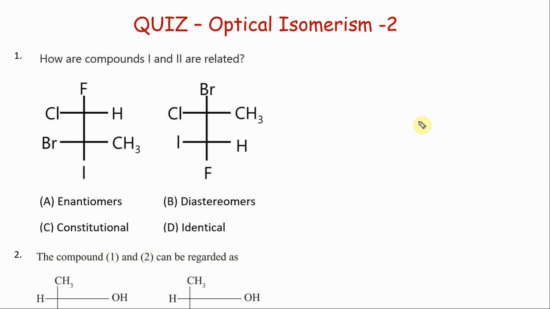Alright, let's proceed. How are compound 1 and compound 2 related? We are going to look at the two compounds. First, what we want to see is, are they isomers? Okay, isomers tha ellame kuduthirukku. So what is the longest chain in the molecule? So this carbon and this carbon, this is the longest chain, correct?